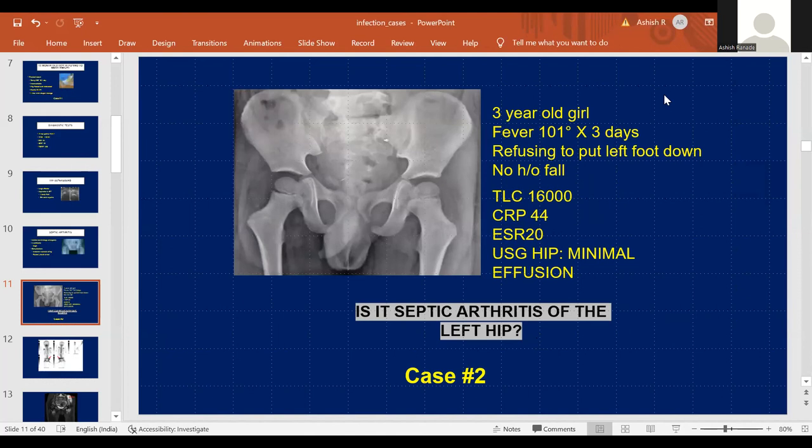So this 3-year-old girl, fever, refusing to walk, raised white cell count, high CRP, high ESR, ultrasound showing some effusion. So the question is, by going by Kocher criteria, is it septic arthritis? Should we do arthrotomy and washout? But somehow her clinical examination was equivocal. The hip movements were not that painful, and some hip movements were possible. So we thought this is not septic arthritis.